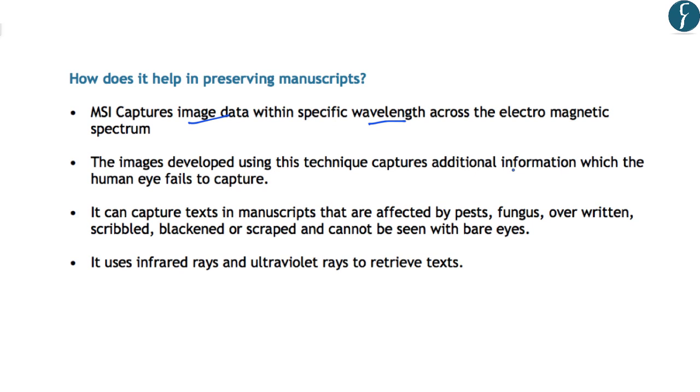Now, as we have seen in the last picture, a multispectral image provides additional information which is not possible for a naked eye or a normal camera. And that is why multispectral imaging captures text in manuscripts that are affected by pests or fungus, or are overwritten or scribbled. It can also read information which has been blackened or scrapped. All this information is not visible to bare eyes or normal cameras. Specifically, it uses infrared rays and ultraviolet rays, which are not visible to the human eye, for preserving or retrieving the text from the manuscripts.